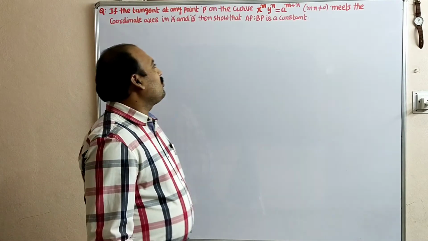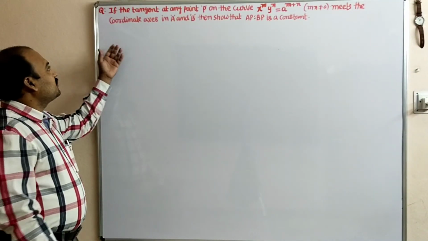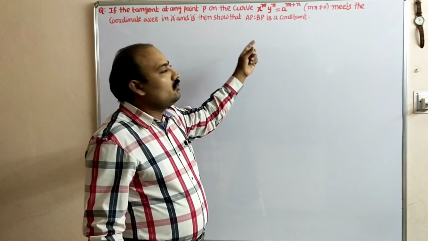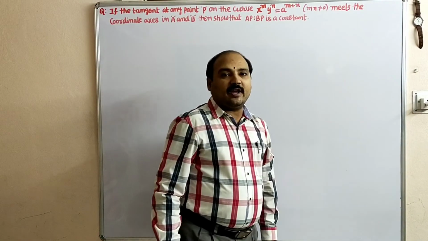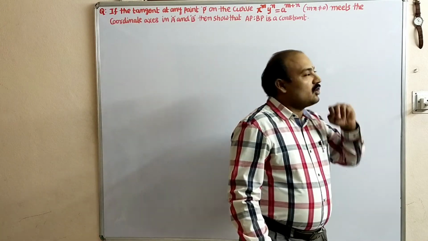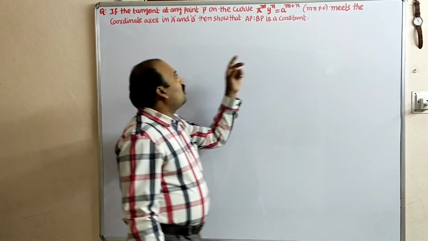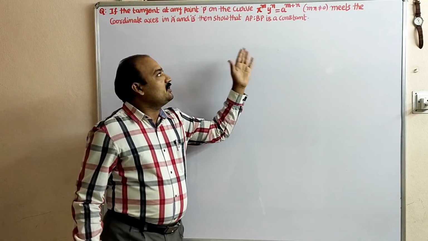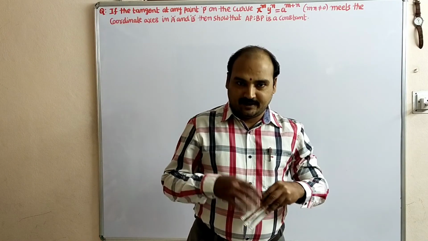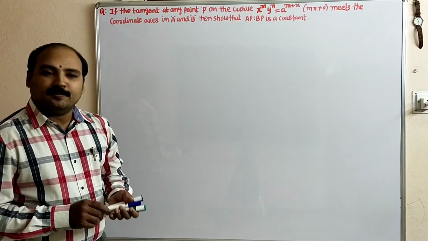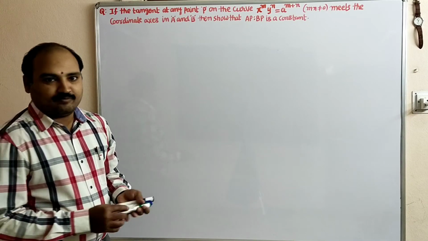See here, the first question in this session. If the tangent at any point P on the curve x power m into y power n equal to a power m plus n, where mn is not equal to 0, meets the coordinate axis in A and B, then show that AP is to BP is a constant. First we have to understand what they are asking. Simply I will explain by diagram.